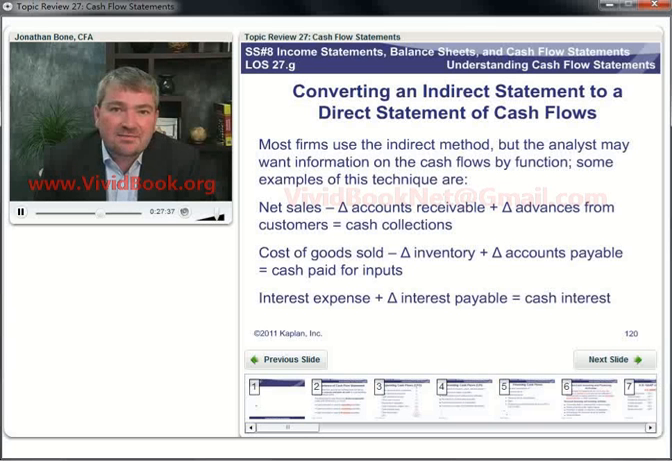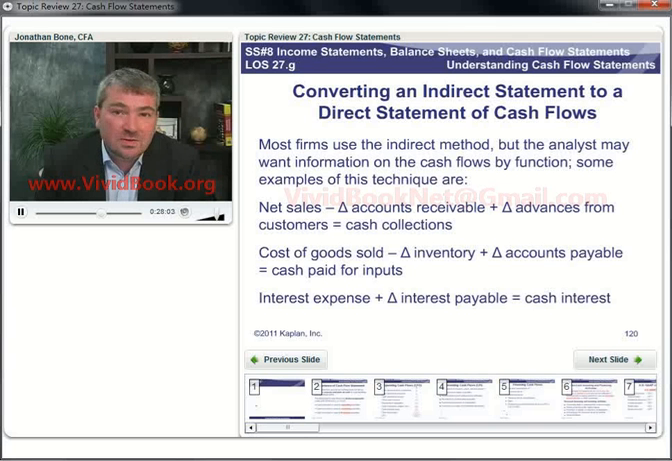So we'll take, for example, net sales, i.e. the sales figure in the income statement, and if accounts receivable have increased, we will deduct that increase. If they've decreased, we'll add it. Likewise, advances from customers, in other words, unearned revenue liabilities. If the unearned revenue liability is increased, increase in a liability, you'd add. If it's decreased, of course, you'd subtract in order to get the cash collected from your customers.